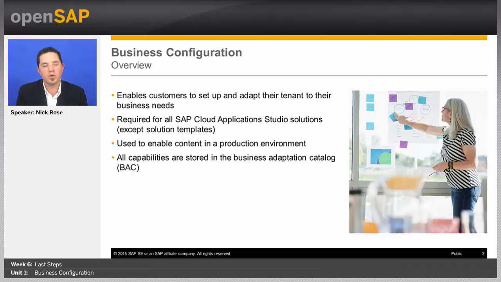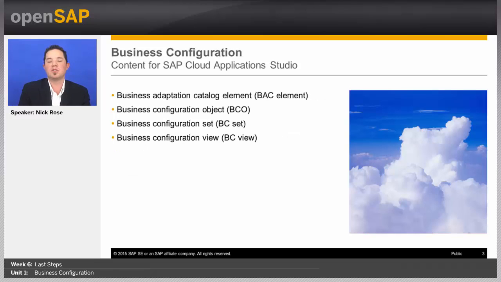We just created it before, but we didn't really talk about it much. This is going to be what it is and why it is. We'll also look at some of the other info that's there, things like business configuration objects, business configuration set, BC view, and a few other things. We're going to create some of these, a BCO and a BC set, and we'll talk about the other ones though.